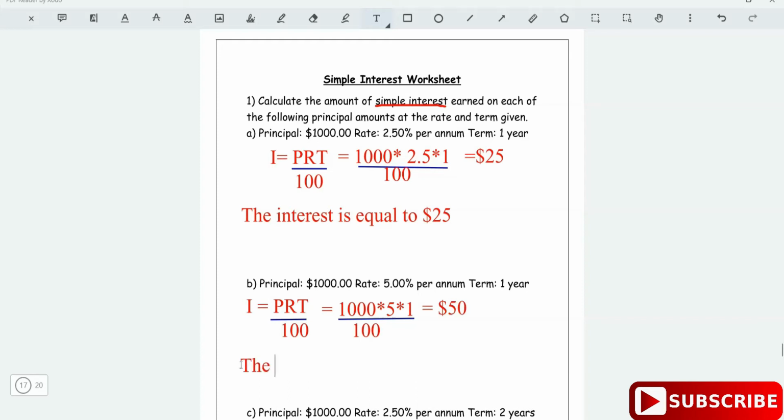So the interest works out to be $50. It's equal to $50.